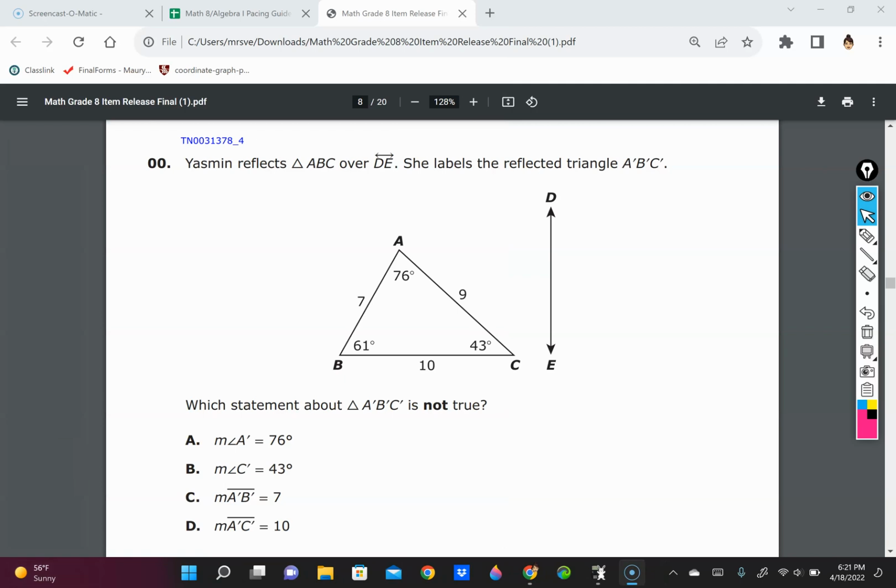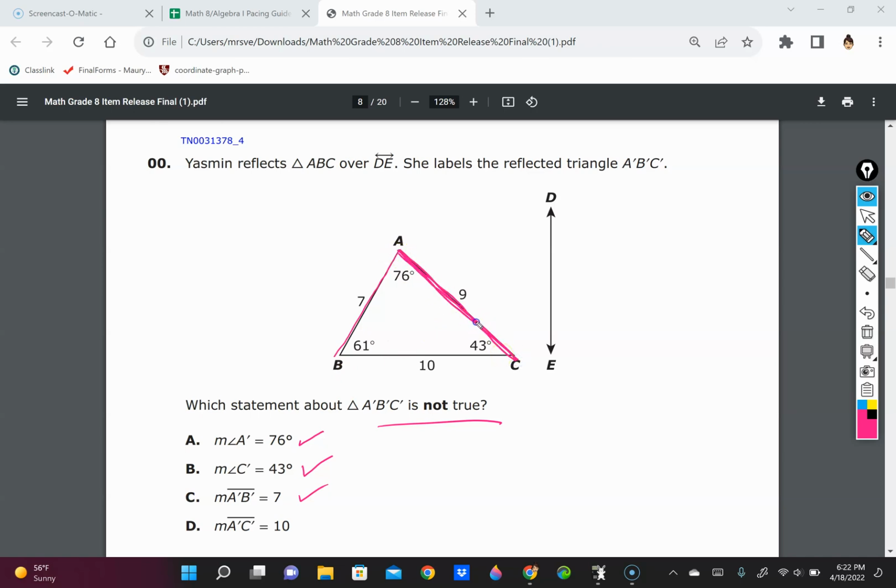Yasmin reflects triangle ABC over DE. She's labeled the reflected triangle A prime, B prime, and C prime. Which statement is not true? When you flip, rotate, or slide, your angles and your sides are going to stay the same. So the measure of angle A is going to stay 76. The measure of angle C is going to stay 43. The measure of side AB is going to stay 7. The measure of AC, notice they're trying to trick you in two ways.